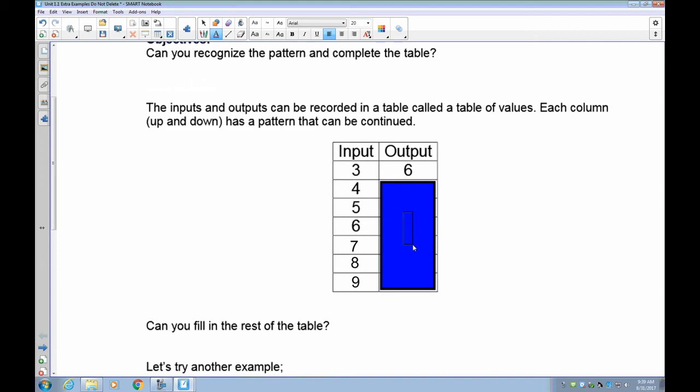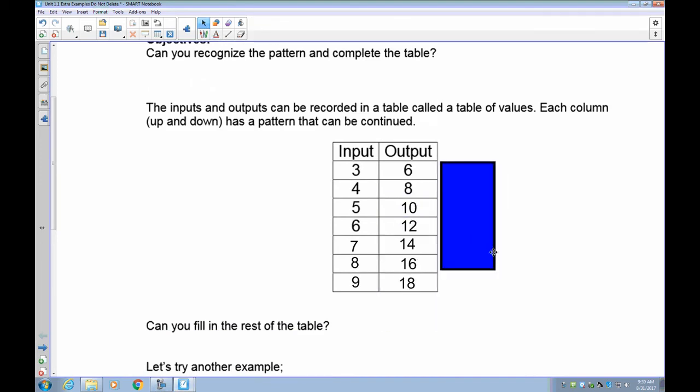Take a look at this one and see if you can figure out what the rule is going to be. 3 to 6, 4 to 8, 5 to 10, 6 to 12, 7 to 14. So pause the recording and try to do this one.